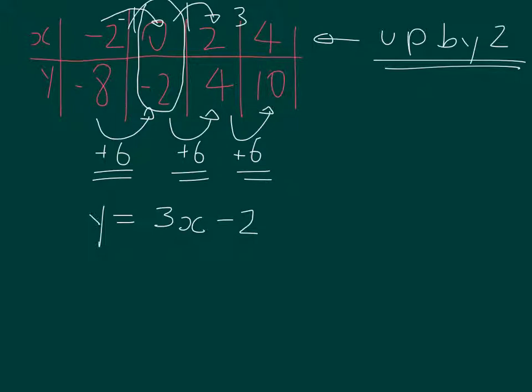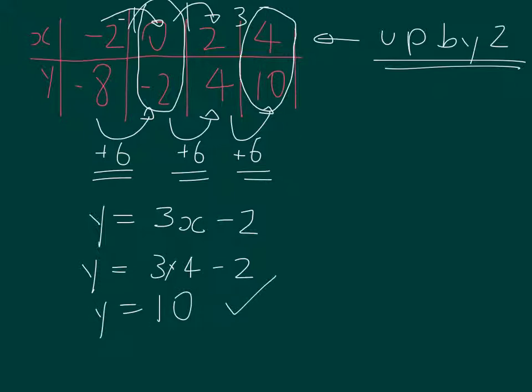I think we can always confirm this, can't we? Let's take this point over here. If I tripled 4, that would mean y would have to be 3 times 4 minus 2, which is 12 minus 2, which is 10. That's correct. That's the point that we've been given. So if we're finding a rule to describe our pattern, it can't just work for some numbers. It has to work for all of them in our table.